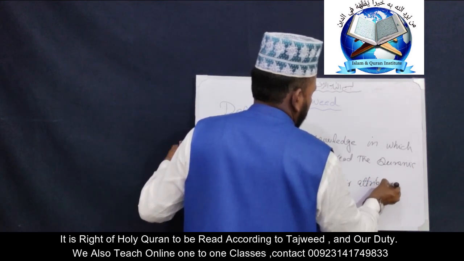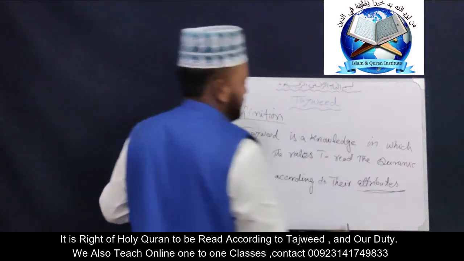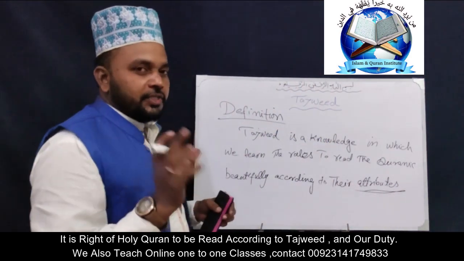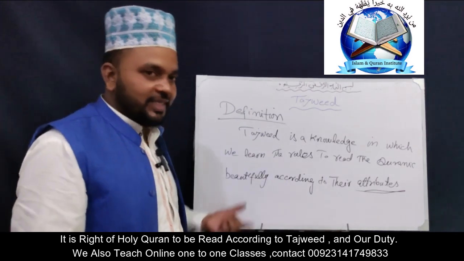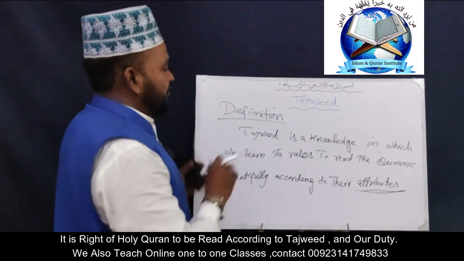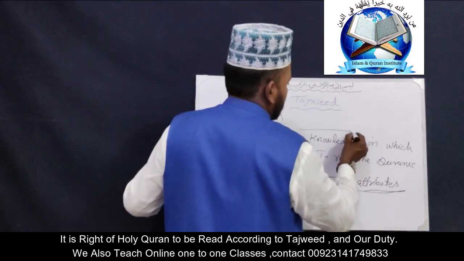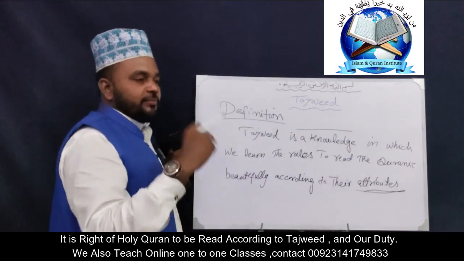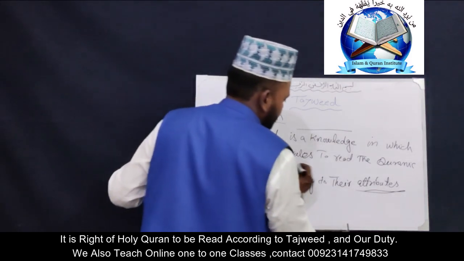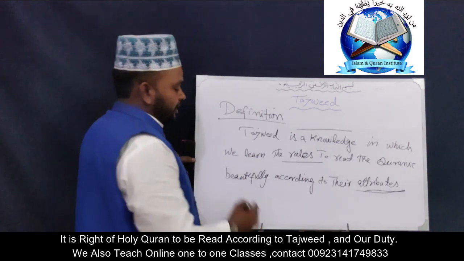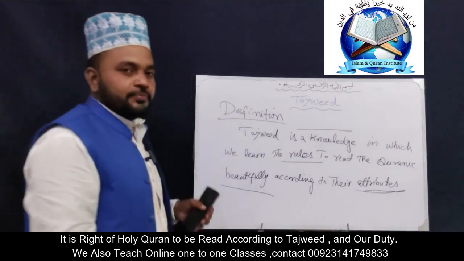Now keep this word in your mind: attributes. Each and every letter of the Arabic alphabet has some attributes. We will discuss them in the next lecture. So anyway, let's elaborate the definition now. Tajweed is a knowledge, like mathematics and other knowledges, in which we learn the rules to read the Quranic words beautifully according to their attributes.